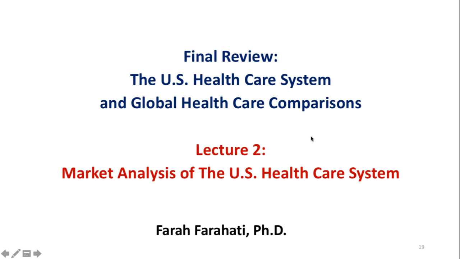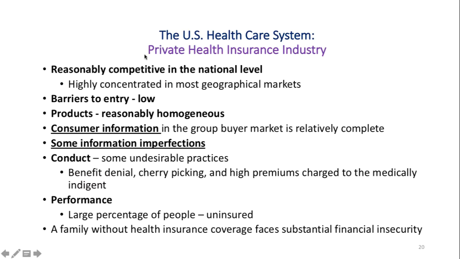Final review, lecture 2. We continue with market analysis of the United States healthcare system. Let's start with the private health insurance industry. We have a large number of health insurance companies at the national level, so reasonably they're competitive nationally, but they're highly concentrated in most geographical markets. The barriers to entry are low.